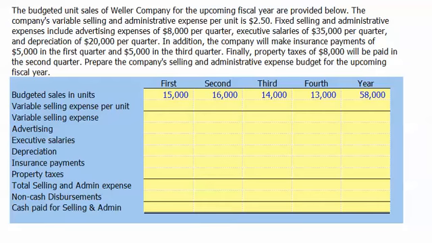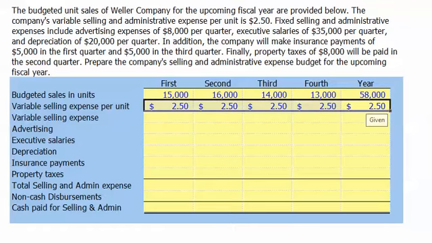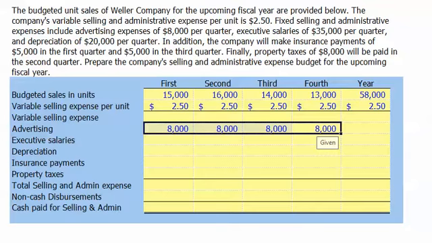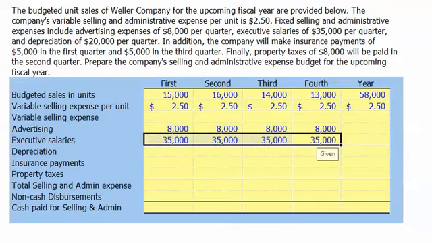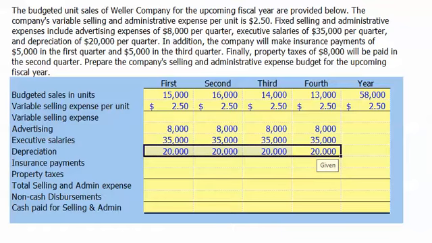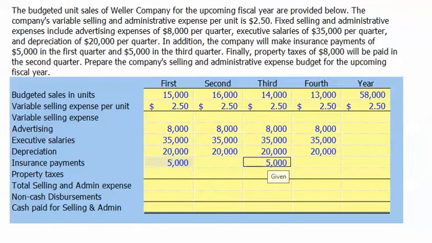The budgeted unit sales for the Weller Company for the upcoming fiscal year are provided below. The company's variable selling administrative expense per unit is $2.50. Fixed selling administrative expenses include advertising expenses of $8,000 per quarter, executive salaries of $35,000 per quarter, and depreciation of $20,000 per quarter. In addition, the company will make insurance payments of $5,000 in the first and $5,000 in the third quarter. Finally, property taxes of $8,000 will be paid in the second quarter. Prepare the company's selling and administrative expense budget for the upcoming fiscal year.